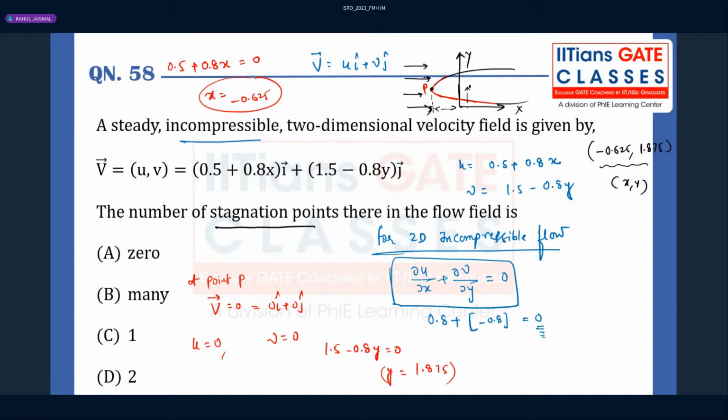If this had been, let's say, 0.5 minus 0.8x squared, then the x value would involve a square root, and when you take the square root, you will get plus or minus. In that case, you might get more than one stagnation point. But here there is only one coordinate, x, y, that's it. If you have only x, y, you can allocate only one point in a 2D flow field, right? X comma y, that's it. So there is only one stagnation point, P. C is correct, right?